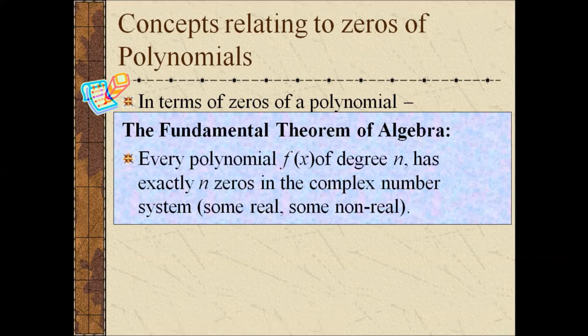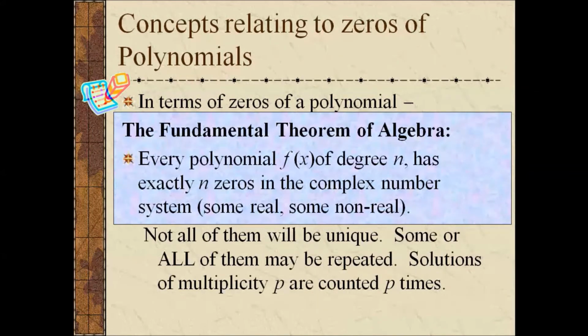Now, some of the zeros may be real. Some of them may be non-real. That is, they might involve the imaginary constant i. A couple of other things that we should bear in mind: not all of those zeros will be unique. Some or all of them could be repeated. So I could have a solution that happens more than once. The same number is a solution of the equation more than once.